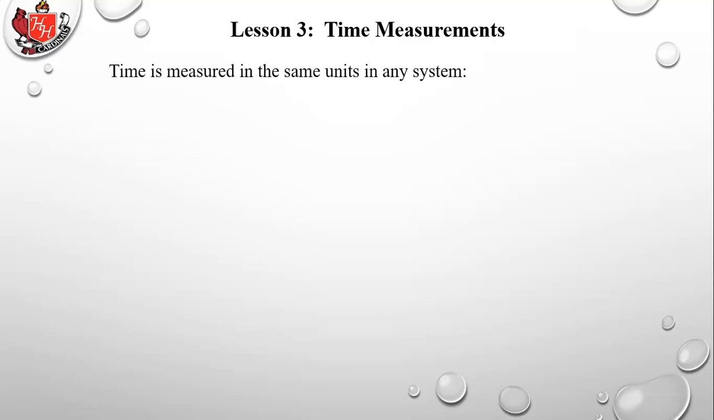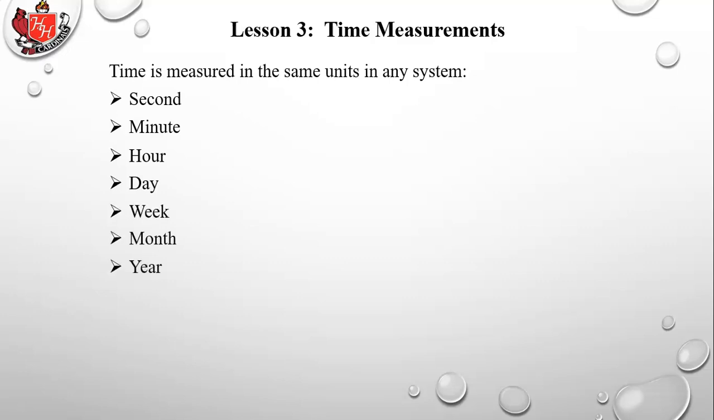Time is measured in the same units in any system. So time is the same all around the world. There's clock time, seconds, minutes, hours, and then there's calendar time, days, weeks, months, years. Generally in chemistry, we're dealing with seconds and minutes at this level of chemistry. You can also have a century down there too.